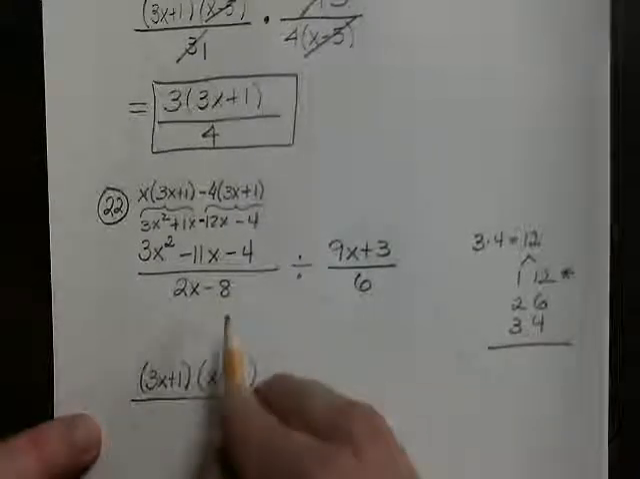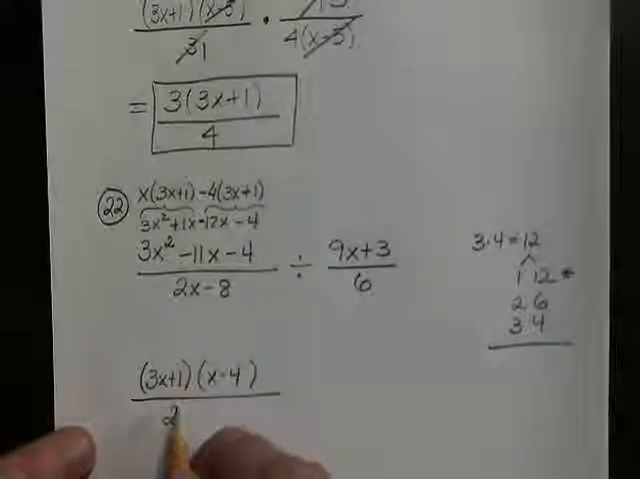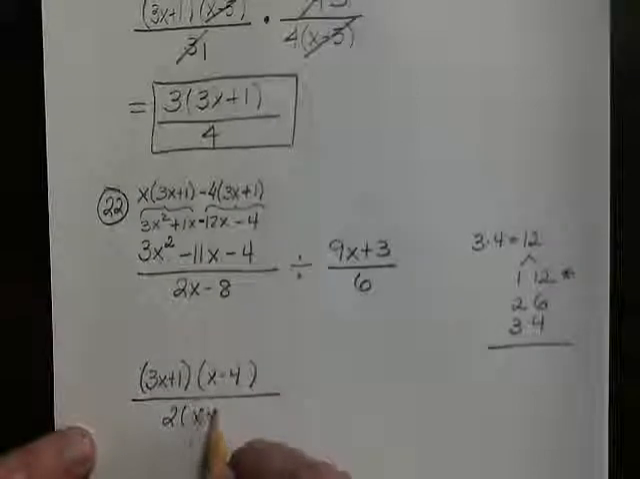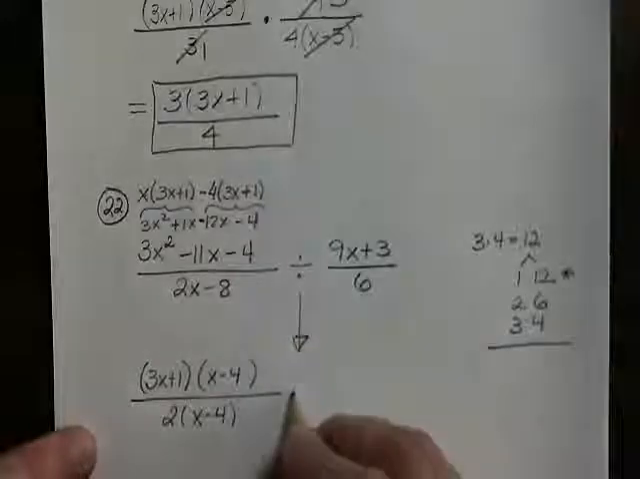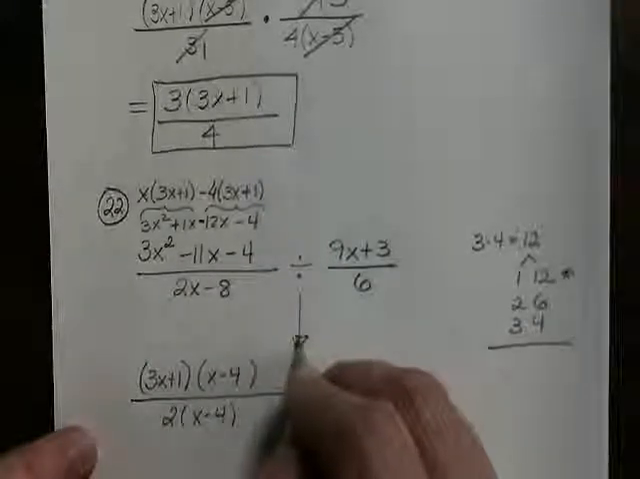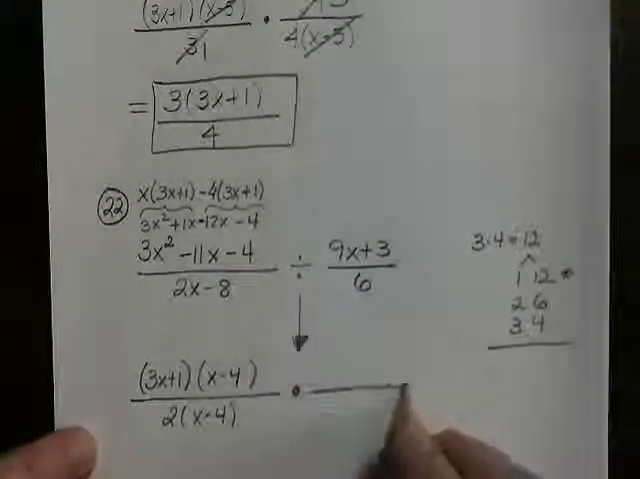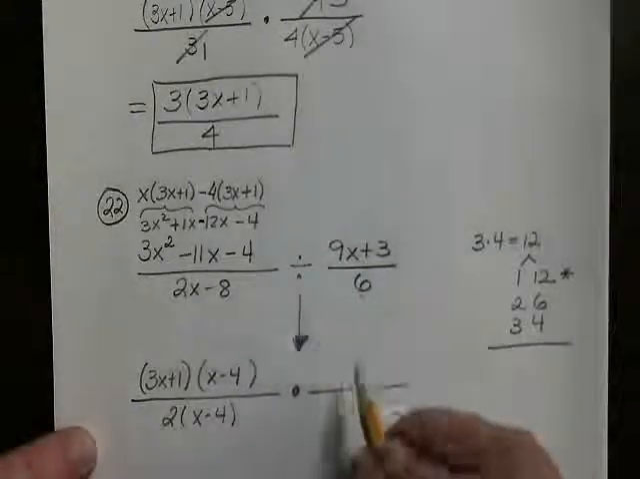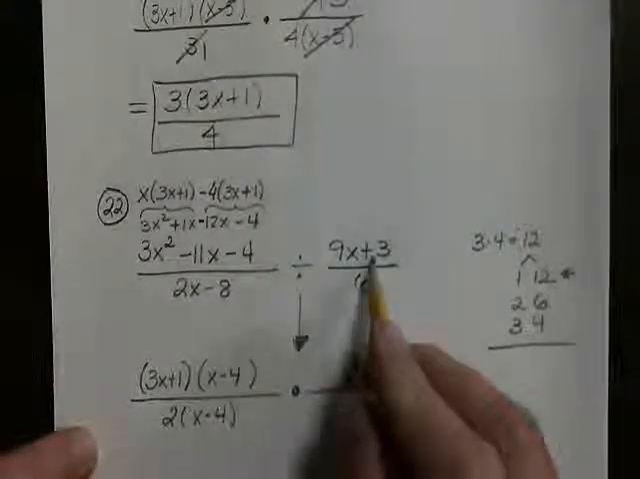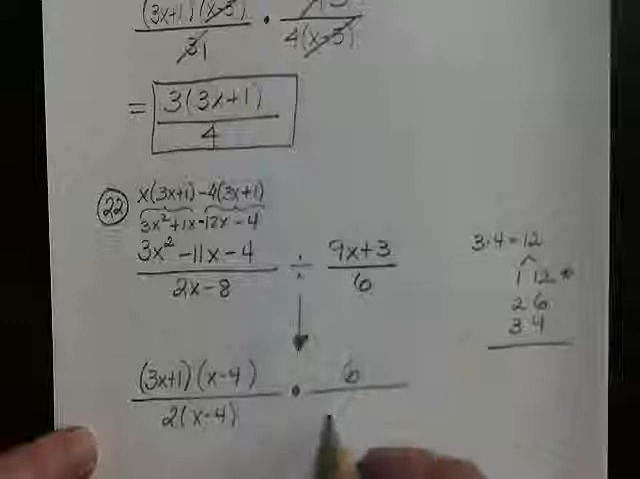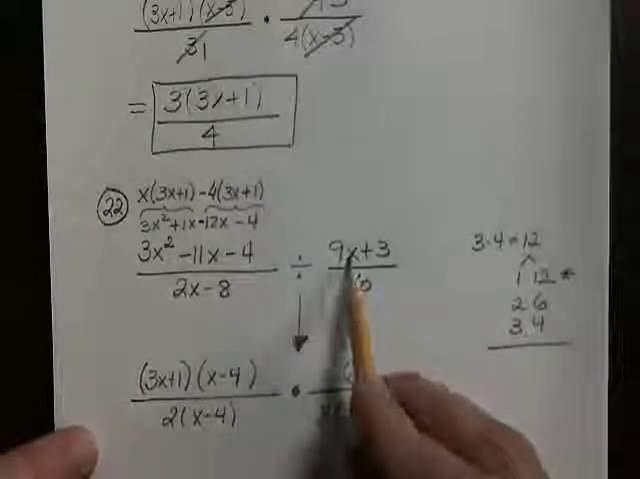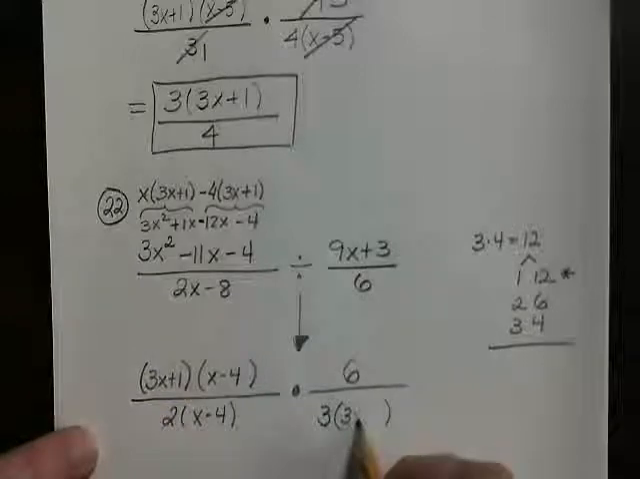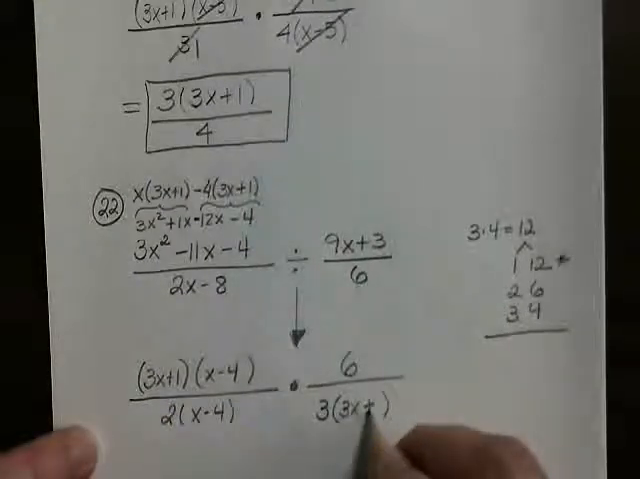On the bottom now, what can I factor? I can factor out a 2, so it would be x minus 4. I'm going to change the division to times. Okay. And we're going to flip the second term. And on the top over here, I noticed that I can factor by 3, so I'm going to go ahead and factor 3. 9x divided by 3 is 3x, and 3 divided by 3 is a positive 1.